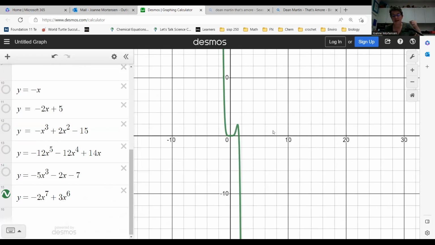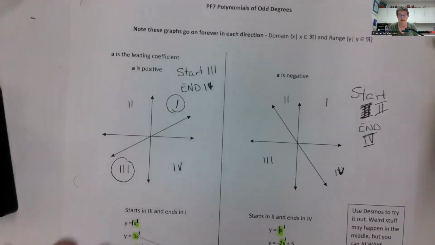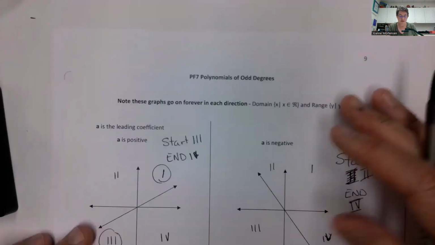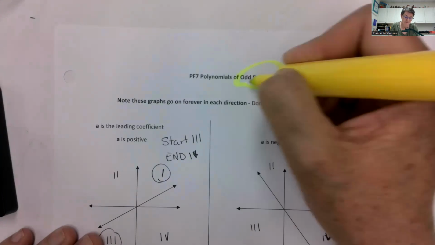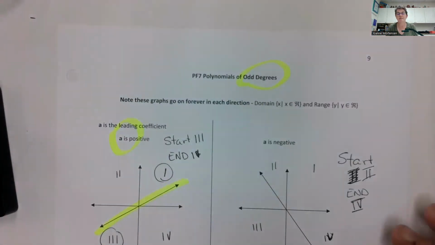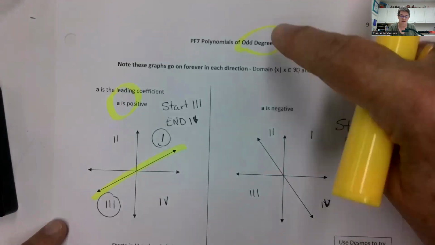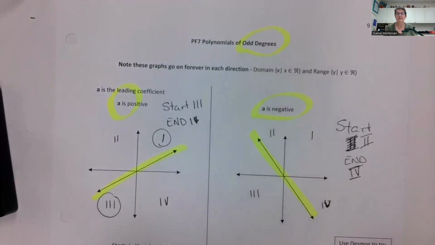So that's what you need to know. Let me change my share back to my camera. So the need to know is when it is odd degree and A is positive, it's going uphill. When it's odd degree and A is negative, it's going downhill.